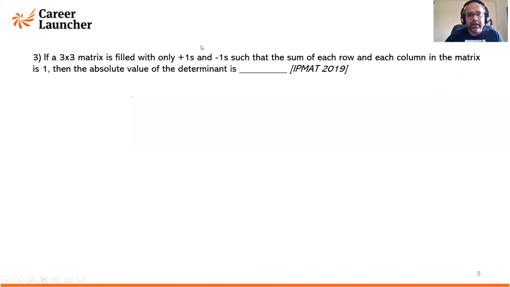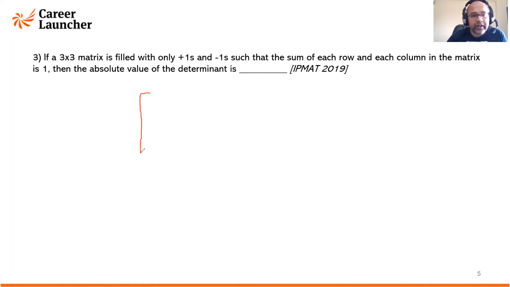Okay, let's look at this question over here. If a 3 by 3 matrix is filled with only plus ones and minus ones such that the sum of each row and each column in the matrix is 1, then the absolute value of the determinant is. So they are asking you the value of the determinant without the negative sign, if at all there is a negative sign in it. So first, let us focus on getting the determinant in order. Pause the video if you want, try to check out your answer. Okay, so let's try solving for those of you who could not get the answer.